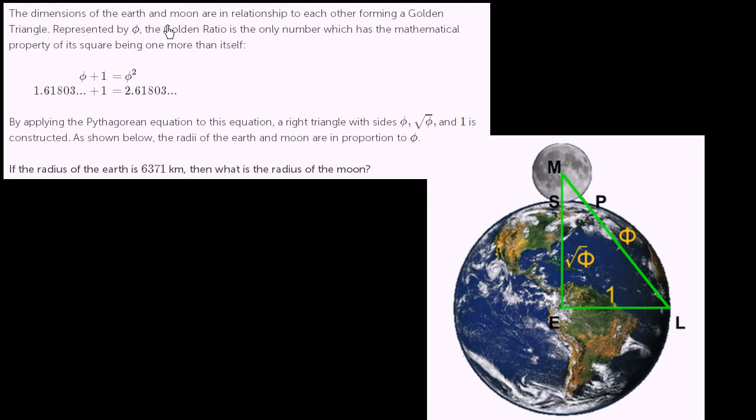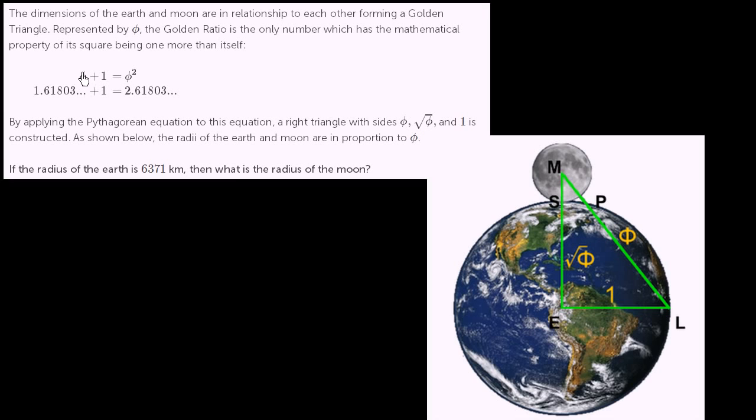The dimensions of the Earth and Moon are in relationship to each other, forming a golden triangle. Represented by phi, the golden ratio is the only number which has the mathematical property of its square being one more than itself. And there's a whole video on phi on the Khan Academy, and I suggest you watch it. It will give you chills, and if you watch that and you do this problem here, you will have even more chills. But let's just try to tackle this problem.